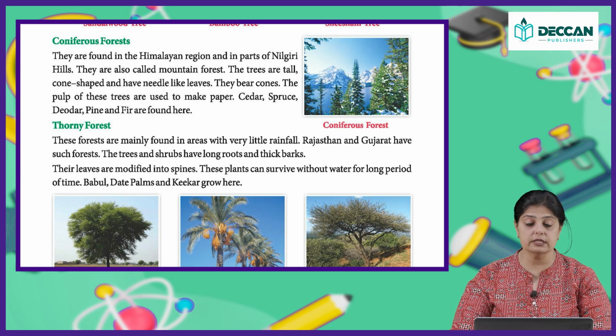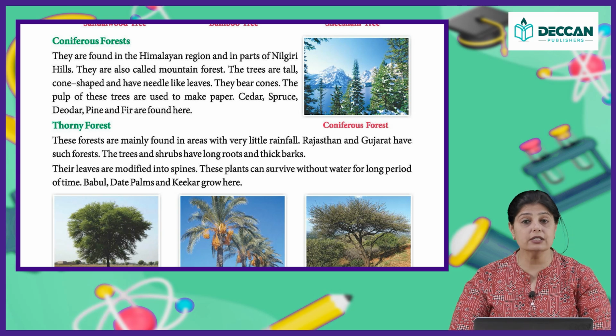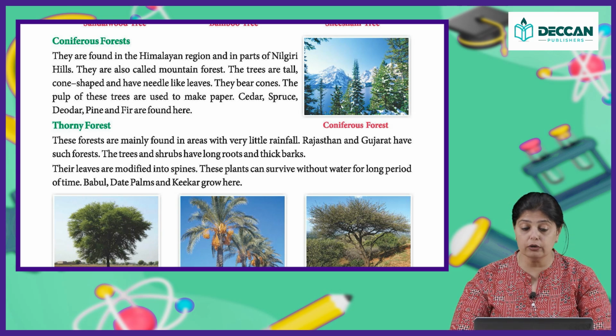Next is thorny forest. Now these forests are mainly found in areas with very little rainfall. Rajasthan and Gujarat have very little rainfall, so that is the reason why over there you will find such forest. The trees and shrubs have long roots and thick barks. Their leaves are modified into spines. Spines are thorns. So these plants can survive without water for a long period of time. Babool, date palms and khejri grow here.